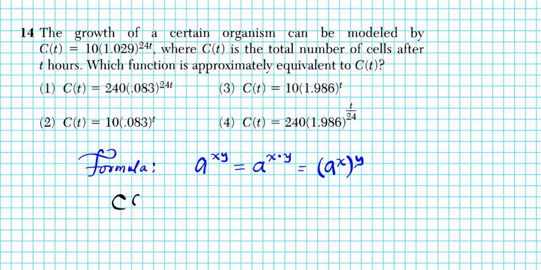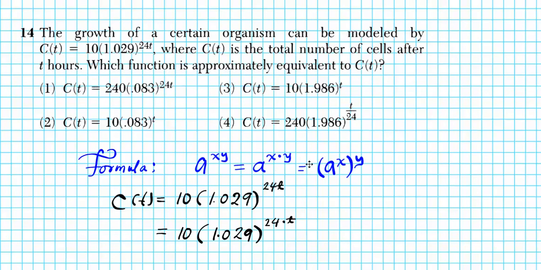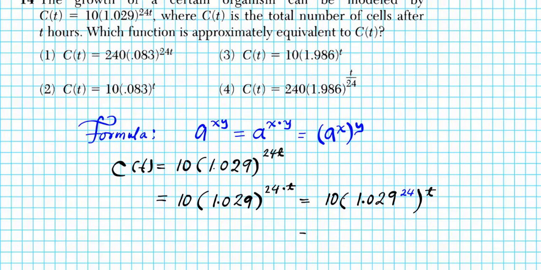Okay, so we have the function c of t equals 10 times the exponential term 1.029 raised to the 24t. Now we can express this power as a product of two values, so it's 10 times 1.029 raised to the 24 times t. Now we apply this rule that we talked about up here. We can rewrite this as 10 times 1.029 raised to the 24th power. See that 24, we can bring it in, basically separating the powers, raised to the t power. You see that? Now we can plug 1.029 into our calculators, and we can get the approximate expression that's equivalent to c of t.